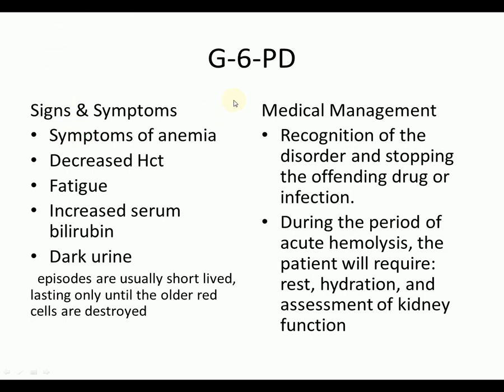G6PD signs and symptoms are the symptoms of anemia, decreased hematocrit, fatigue, increased serum bilirubin, and dark urine. Episodes are usually short-lived, lasting only until the older red blood cells are destroyed. Medical management is recognition of the disorder and stopping the offending drug or infection. During the period of acute hemolysis, the patient will require rest, hydration, and assessment of kidney function.